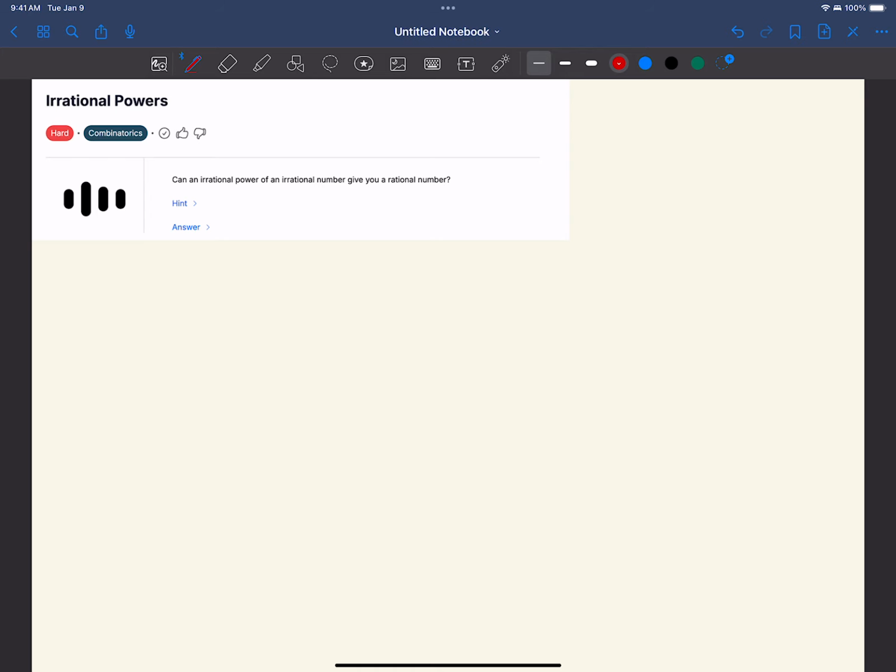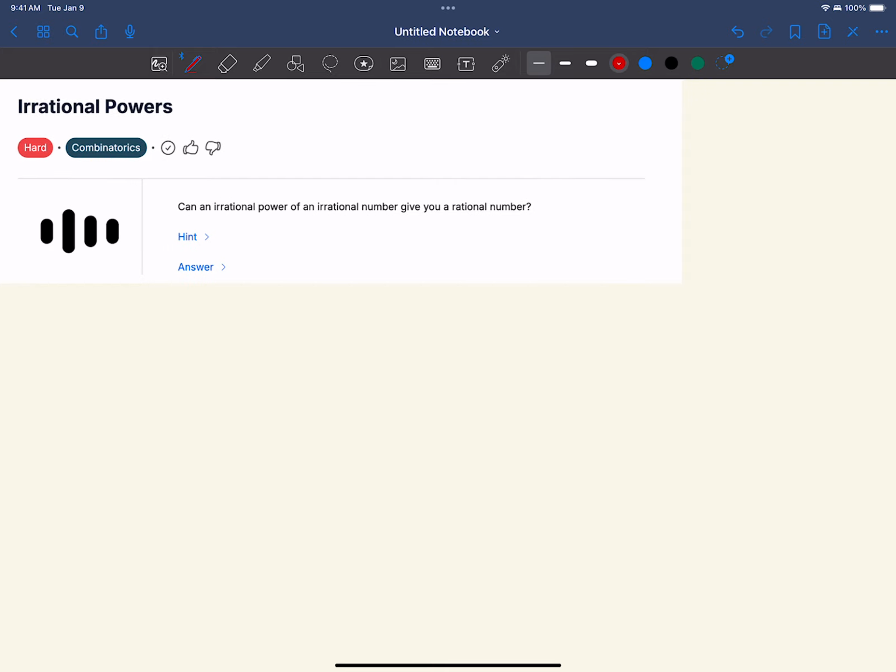Today we're going to be working on a problem on irrational powers. Can an irrational power of an irrational number give you a rational number? So this problem can be pretty intimidating at first, but it's best to break things down in a simpler way.